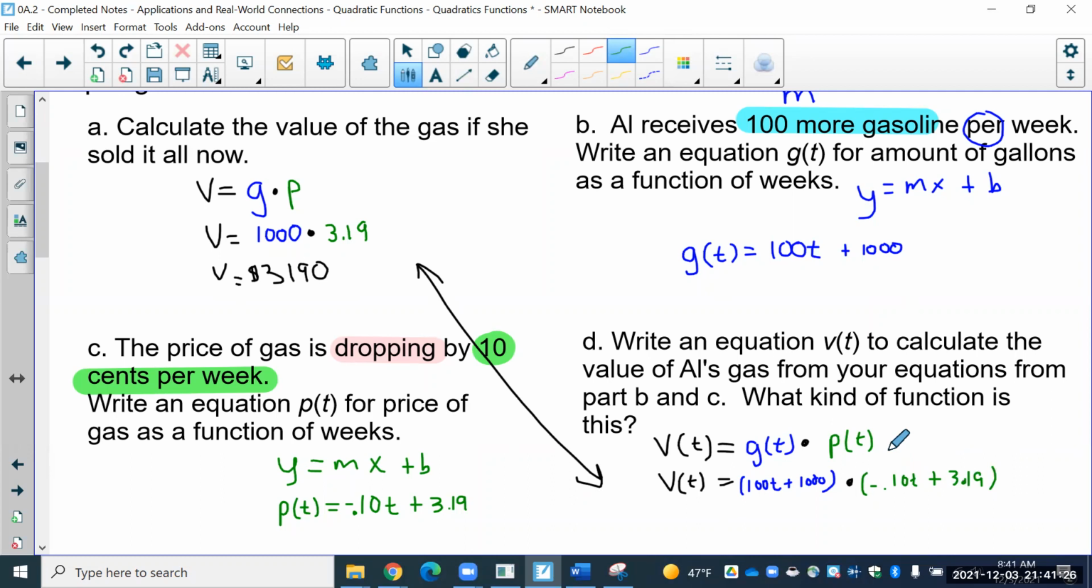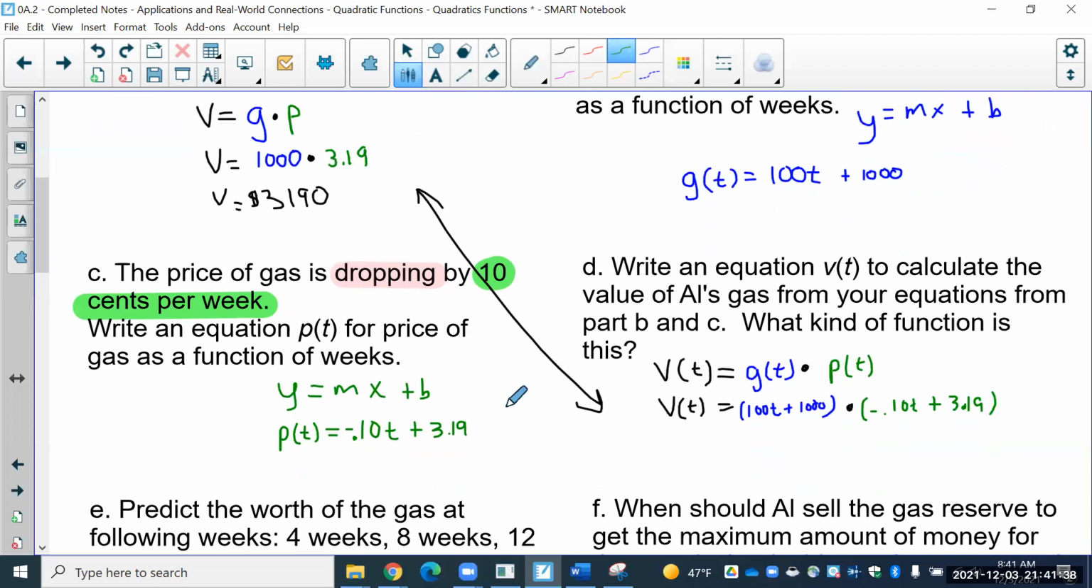Now, that equation will be really helpful if I ask you something like, when would the value of the gasoline be 0? Because you could easily set this equal to 0. You would subtract and divide and find out that she has 31.9 weeks before she goes broke. However, a more useful equation would be to put this in standard form, which we're going to do in just a second. Here we go.